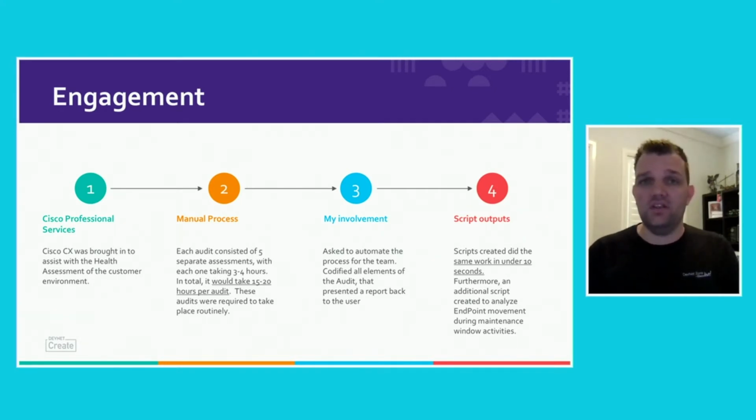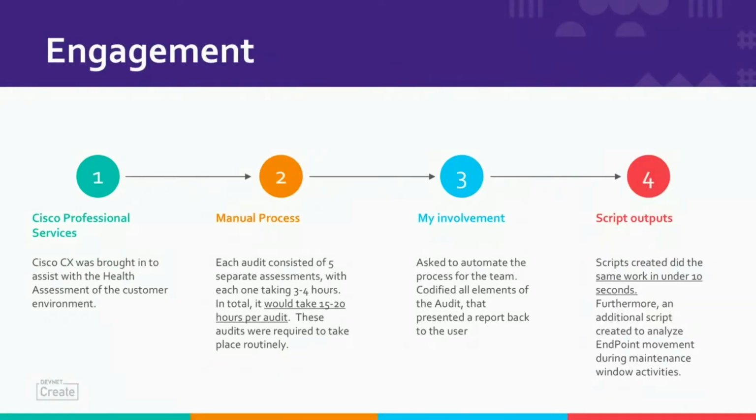And now each one of these checks as part of the audit would take about 3 to 4 hours. In total, each audit that they needed to run was taking about 15 to 20 hours. So as you can see, that's very time consuming and still very much prone to human error. So due to my experience in programming and the team knew this, they approached me to say, could we codify a lot of that auditing process to really help out the team?